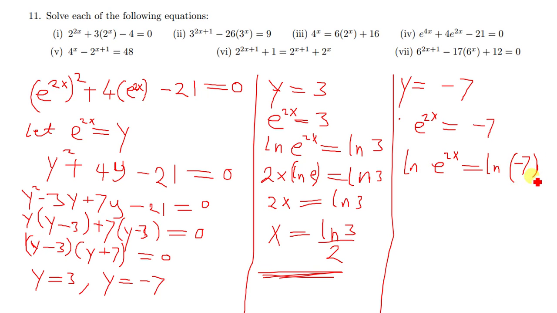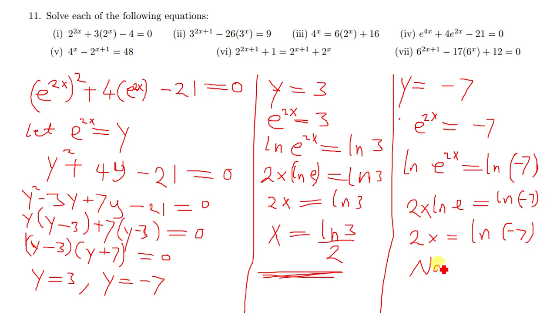Okay, so from there we'll now have to bring down this 2x down. So we're going to have 2x ln e, but we know to say we have a negative number this side, so the ln of a negative number does not exist. So meaning we have 2x being equal to the ln of negative 7, which does not exist, meaning we have no solution.